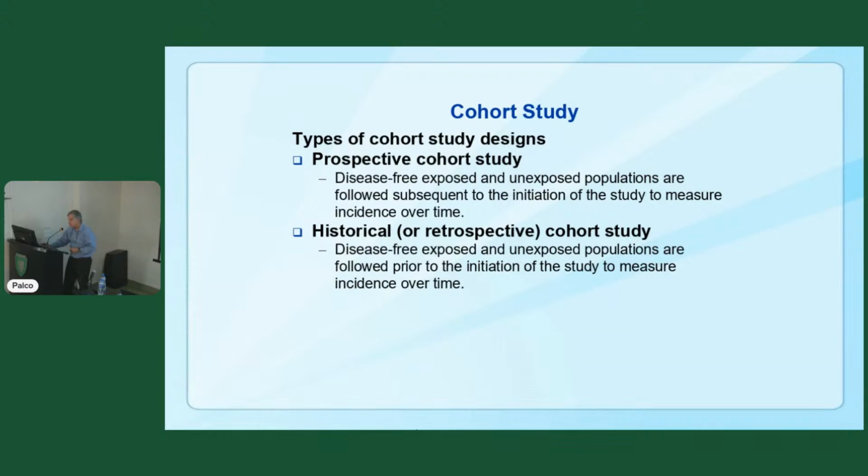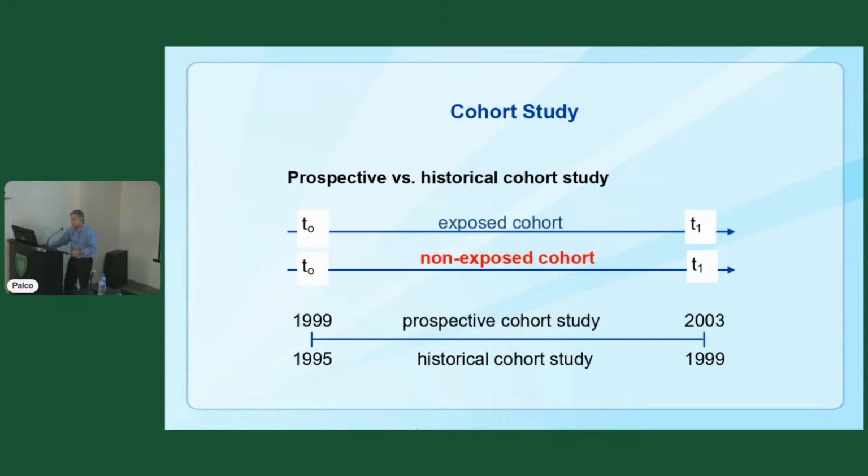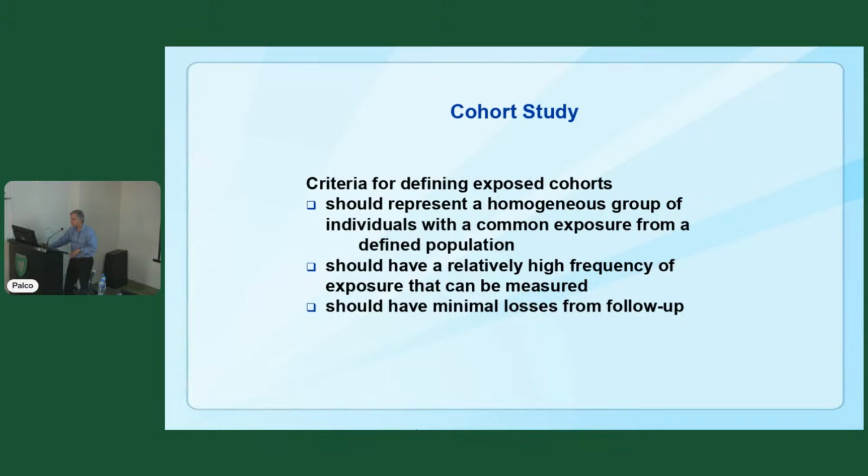So the prospective cohort, disease-free, exposed and unexposed, are followed up over time to look how many develop the disease over time. In the historical, I have disease-free, still disease-free, exposed and unexposed population, followed up prior to the initiation of the study to measure incidence over time. I still have the same thing. It's just how I implement them, historical or retrospective. Okay, so this is another graphic, kind of a presentation of it. You can look it over.